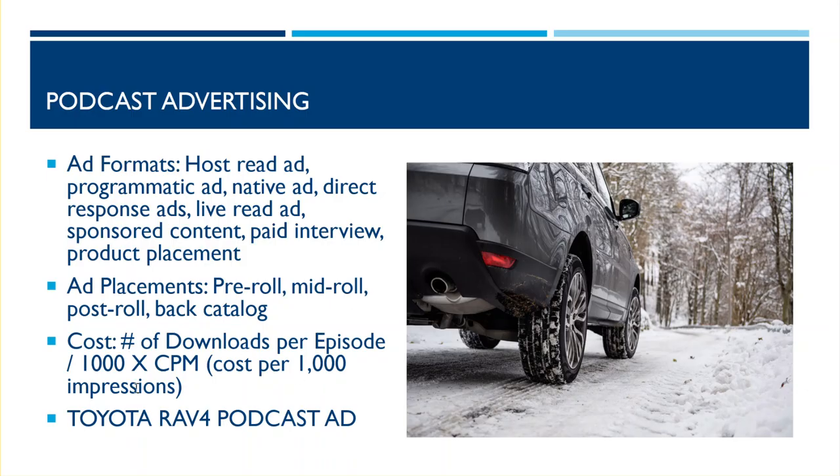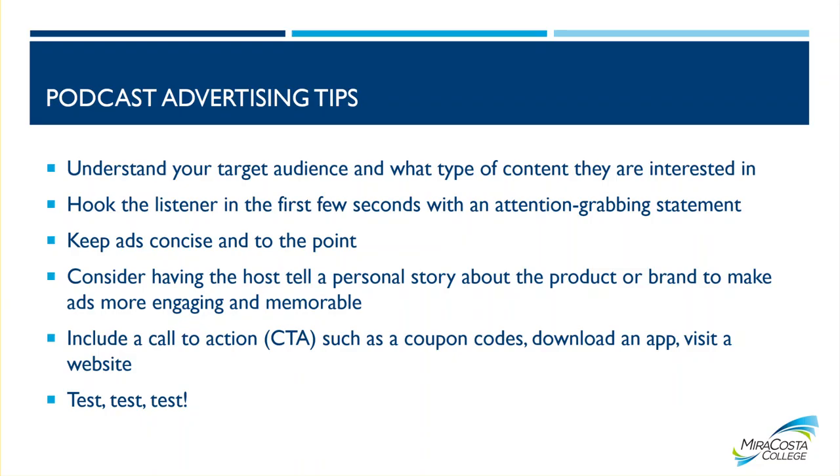Costs. And here's kind of like the breakdown of the cost. Number of downloads per episode divided by 1,000 times CPM, cost per 1,000 impressions. Here's an example: Toyota RAV4 podcast ad. So click on that to watch that ad as an example.